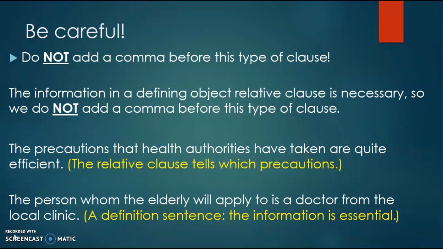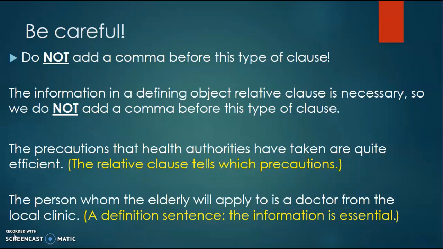Another thing to consider is the use of comma. In defining object relative clauses, we don't use commas. The information in a defining object relative clause is necessary, so we do not add a comma before this type of clause. Let's see the examples. The precautions that health authorities have taken are quite efficient. In this sentence, the relative clause tells which precautions. The person whom the elderly will apply to is a doctor from the local clinic. This is a definition sentence and the information is essential.